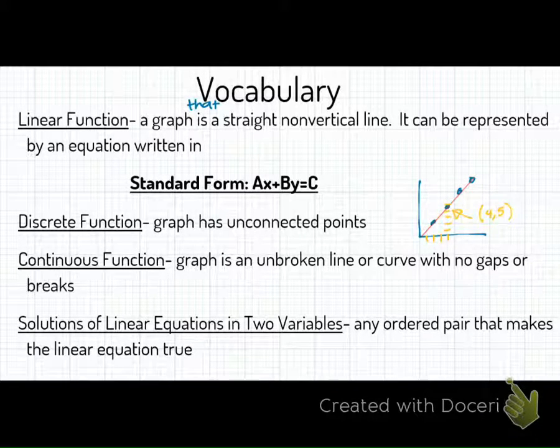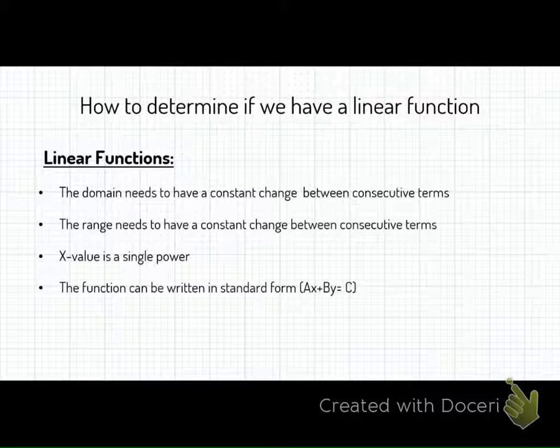Let's continue on. How to determine if we have a linear function. Sometimes things are not linear. Remember yesterday we talked about the tiles, and when we plotted the points on the graph, those tiles were not linear. They're actually exponential. So the domain needs to have a constant rate of change between consecutive terms. We're going to talk about how to determine that. The range needs to have a constant change between consecutive terms. The x value is a single power, and the function can be written in standard form.